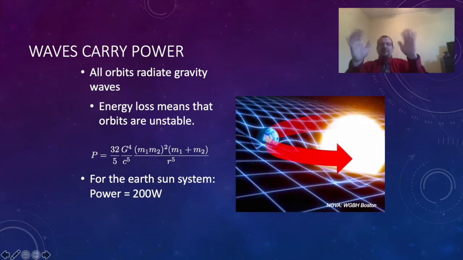This is still a really ugly equation, but it's something that I can plug into my calculator, and once I do plug it into my calculator, I can find that for the Earth and the Sun, the amount of power that's radiated is a whole 200 watts. So that is less than what's being used right above me. So we don't have to worry about the Earth spiraling into the Sun anytime soon.